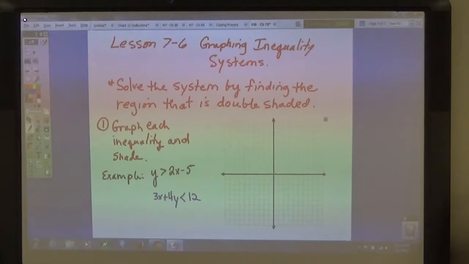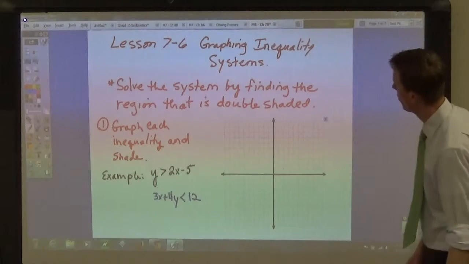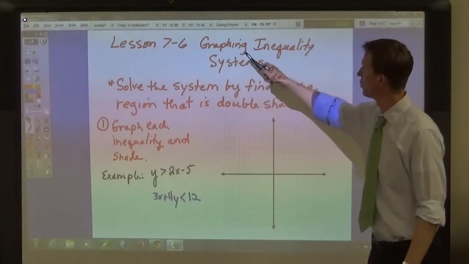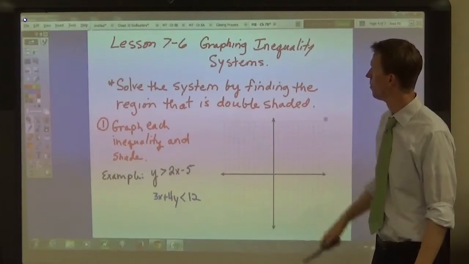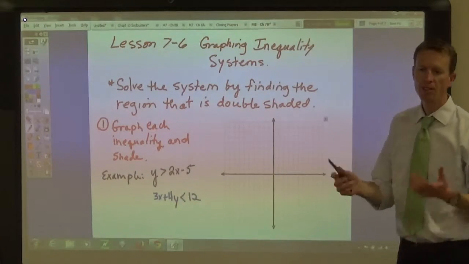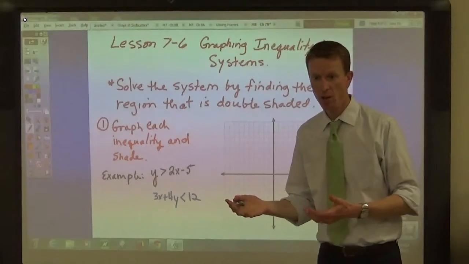Eighth graders, we're going to go through lesson 7-6 today. And we're going to graph inequalities, and we're going to use the graphs to solve an inequality system. Okay? So remember, a system is more than one inequality.